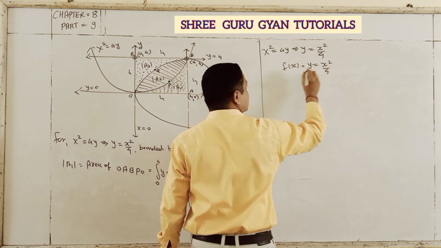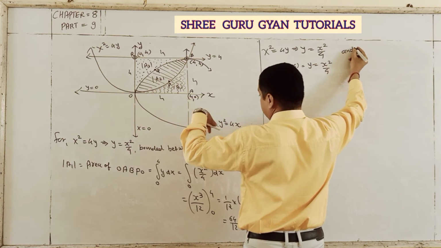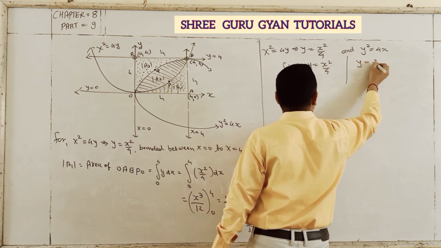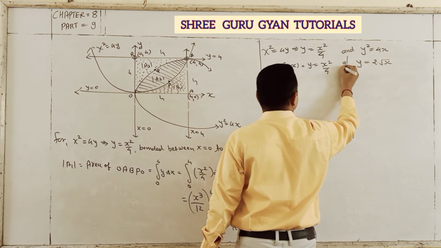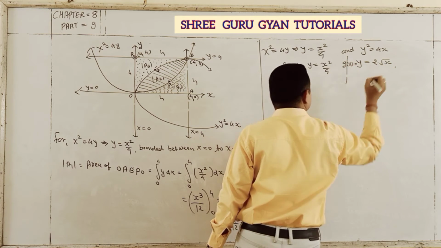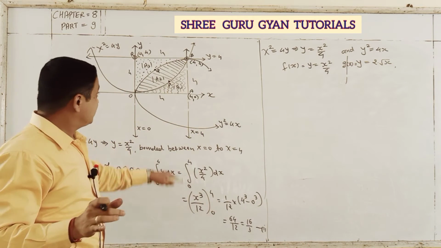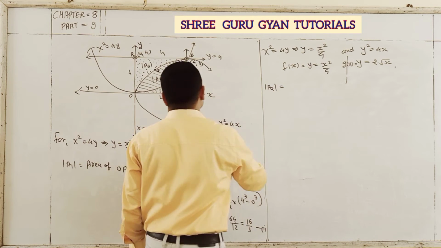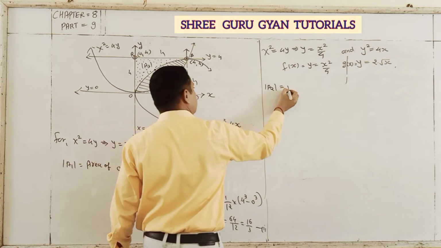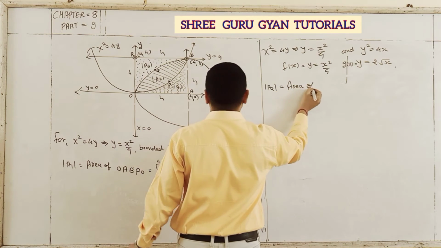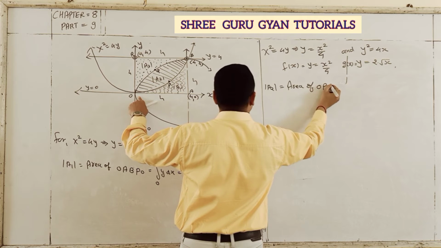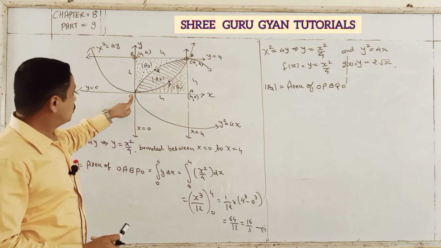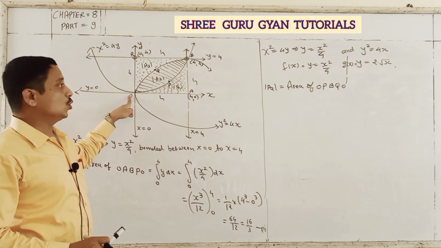And secondly, y square is equal to 4x. So we will do y is equal to 2 root x, which is g(x). The area between both curves is this A2 region. So A2 region is bounded between 0 to 4, confirm. I will show here the area of O, P, B, Q, O.